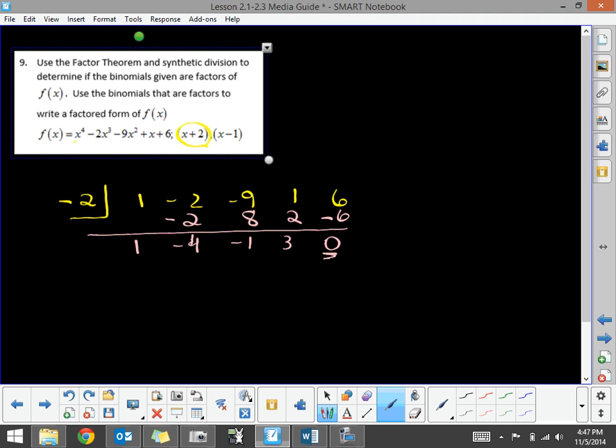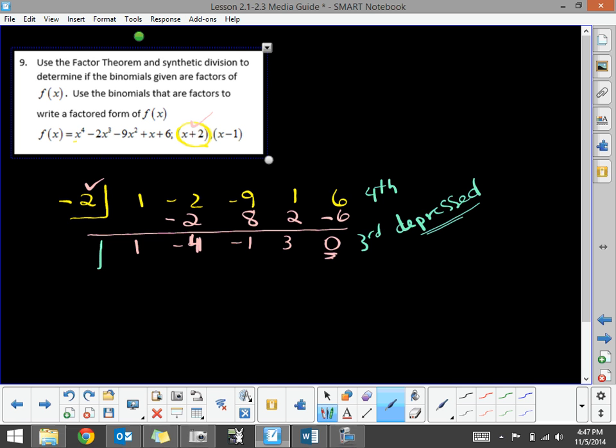So because I got a remainder of 0, according to the factor theorem, this -2 is a zero, which means x plus 2 is a factor, which means this remaining one here is also a factor. But I want to test the second one that they gave us to see if it's a factor as well. It started as a 4th degree polynomial. Now we have it down to a 3rd degree polynomial. What we've done is we've depressed it into a lower degree polynomial.